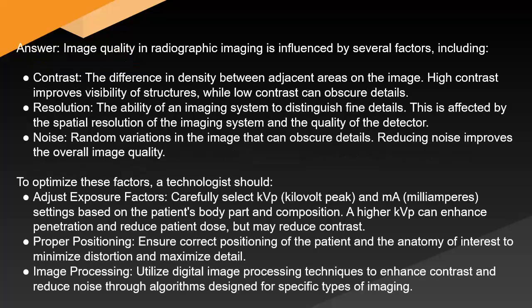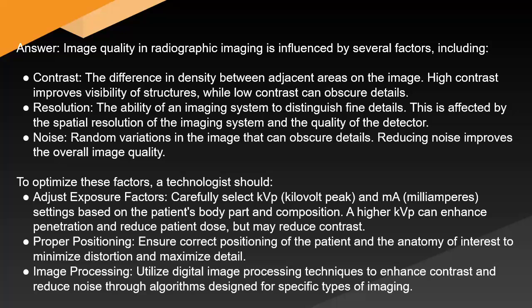What factors influence image quality in radiographic imaging, and how can a technologist optimize these factors during an examination? Answer. Image quality in radiographic imaging is influenced by several factors, including contrast, the difference in density between adjacent areas on the image. High contrast improves visibility of structures, while low contrast can obscure details. Resolution, the ability of an imaging system to distinguish fine details. This is affected by the spatial resolution of the imaging system and the quality of the detector. Noise, random variations in the image that can obscure details. Reducing noise improves the overall image quality.